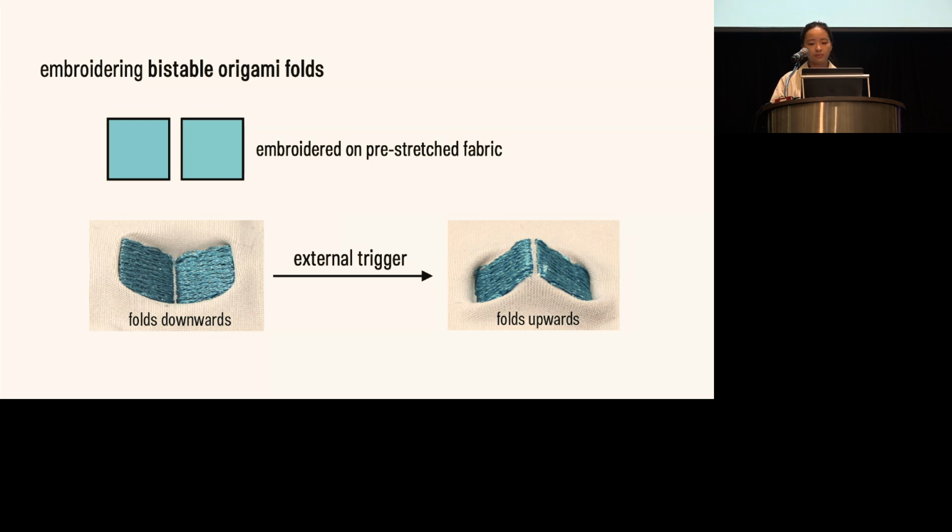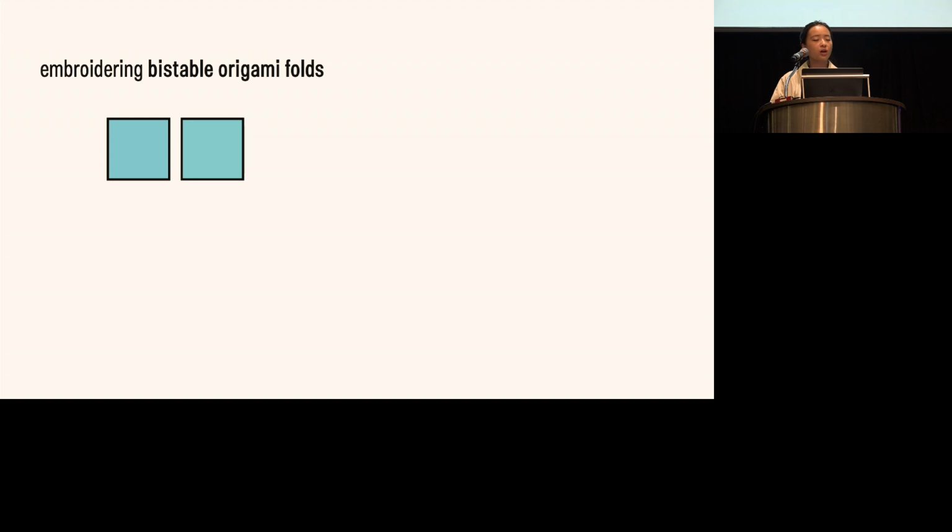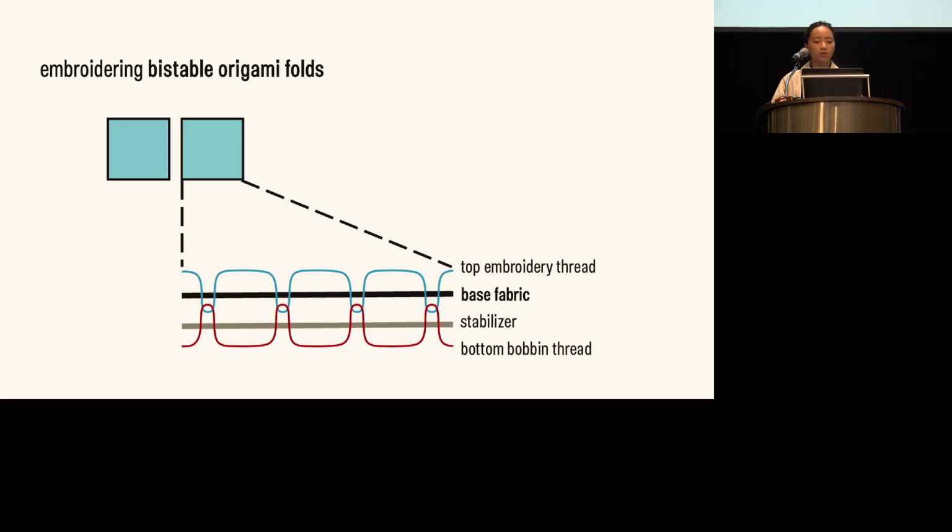Now let's take a closer look into how these patches fold to make them applicable for user interactions. The natural downward folding by embroidering two patches is caused by the asymmetric layers above and below the base fabric. As shown here, an embroidered patch has one layer of thread above the base fabric, while below the base fabric there's a stabilizer and another layer of bobbin thread. As the layers below are thicker and also stiffer, which means there's more resistance to fold upwards, the patches will naturally fold downward to minimize the resistance.